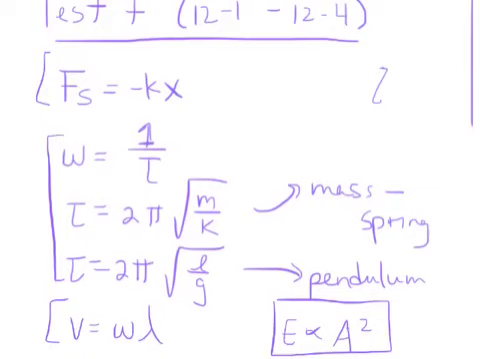So if its amplitude doubles, you have to multiply the energy by a factor of 4. If you triple the amplitude, it goes up by a factor of 9. If you quadruple the amplitude, the energy goes up by a factor of 16. Whatever the factor the amplitude goes up by, you have to remember to square it, because the energy of a wave is proportional to the square of its amplitude.